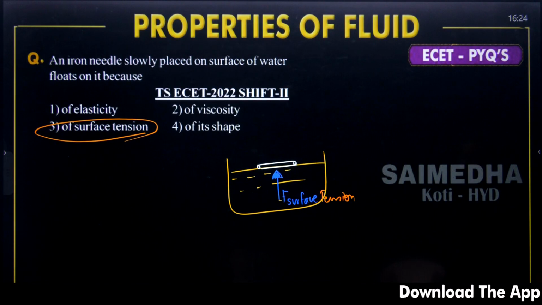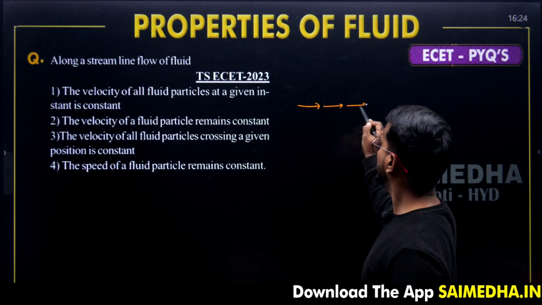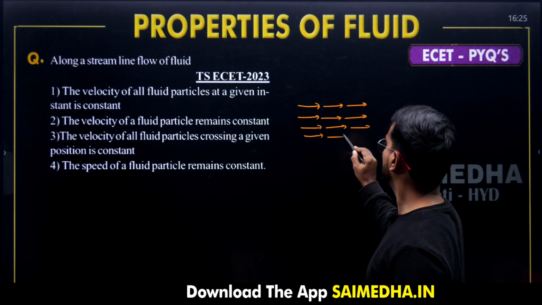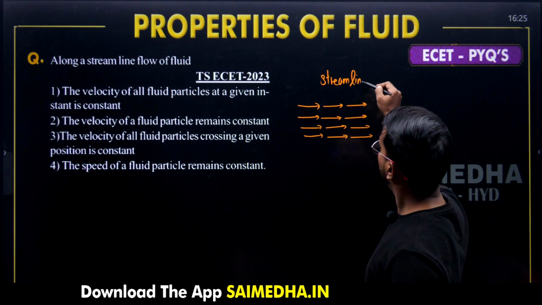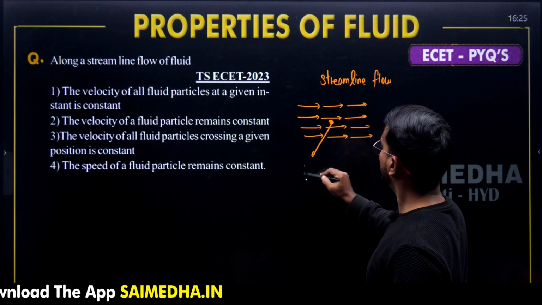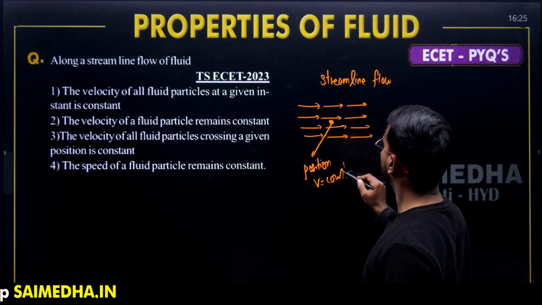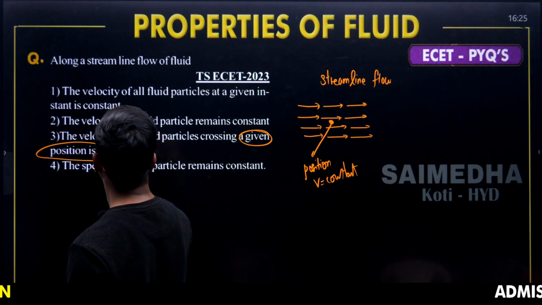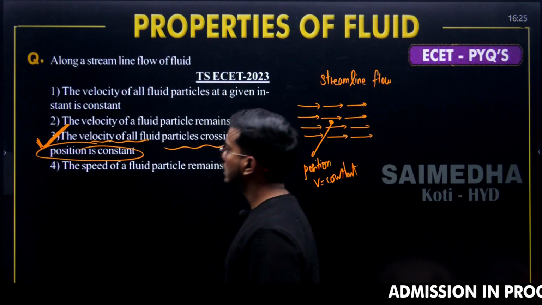Moving on to the next question. Along a streamline flow, that is one dimensional flow, fluids are flowing without change in their properties in that direction. Laminar, streamline flow. So at a particular point, at a particular position, velocity is a constant. Given position, velocity is the same. Go through it.